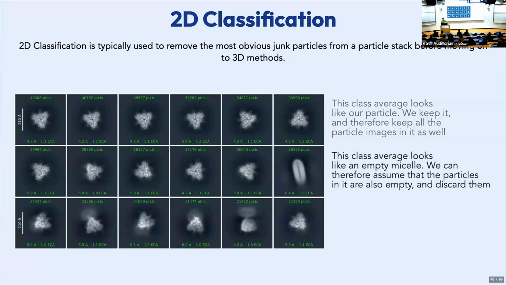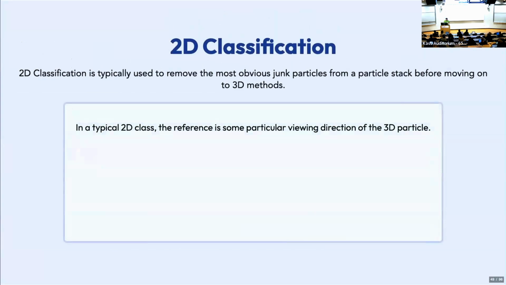This class is bad. It looks just like an empty micelle. So we'll discard this class, and we're sort of assuming that all the particles in that class also are just empty micelle particles. Okay. Here's the first one of these.